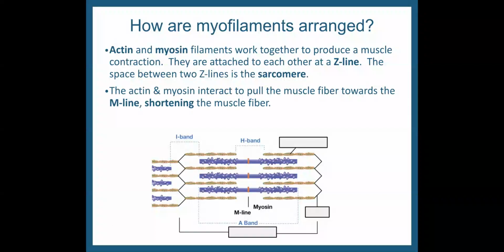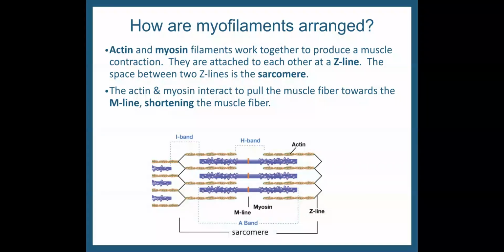The actin and myosin interact to pull the muscle fiber towards what's called the M line, and this shortens the muscle fiber. So here I've labeled the actin, and there's the Z line, and again, the space between the Z lines is called the sarcomere.